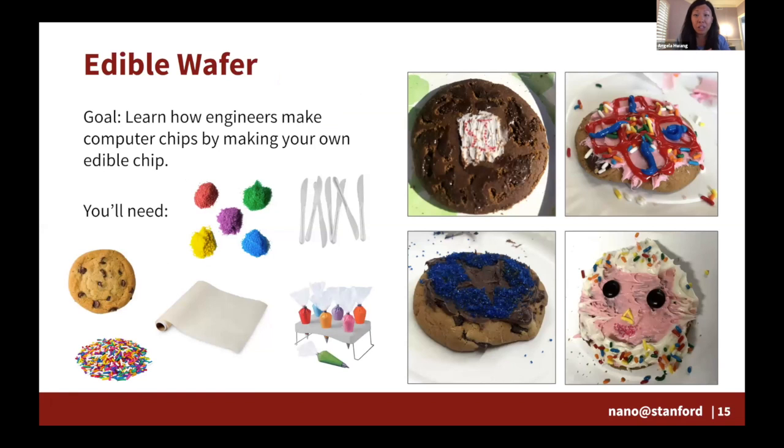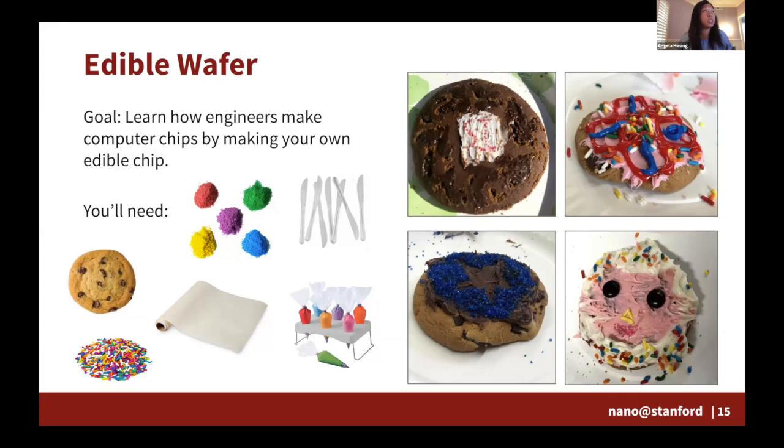Another thing that I really love is this edible wafer. This one is very sugar intense too, obviously, but you kind of learn how the engineers inside the clean room can make wafers out of your own cookie. So it's really thinking about the process of patterning something really precisely, which is what we kind of did with the sunprint lithography, photolithography one, and then here.